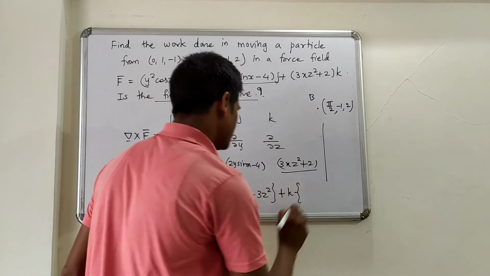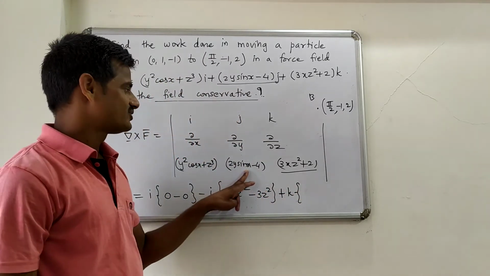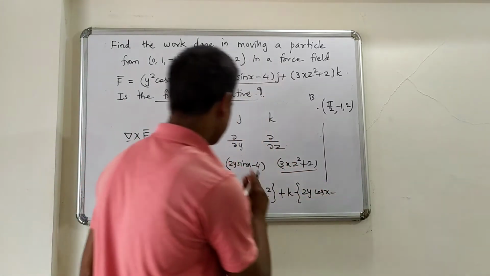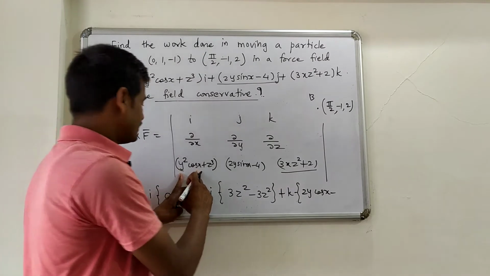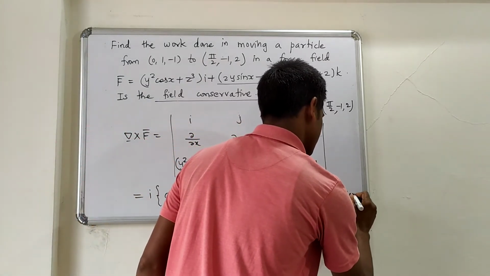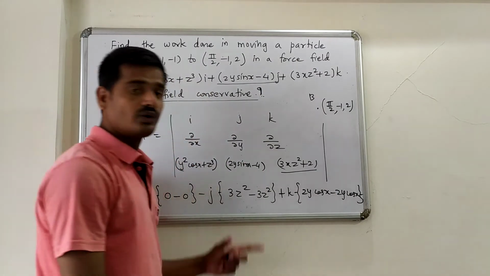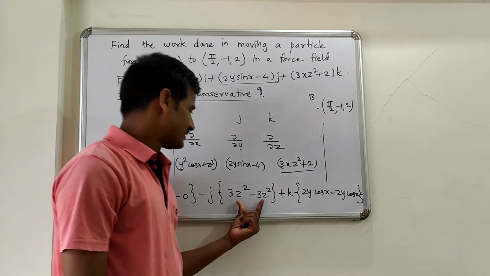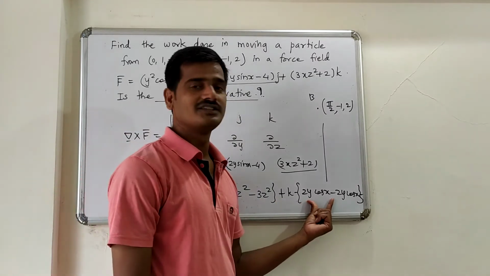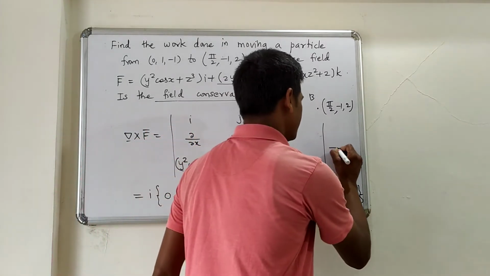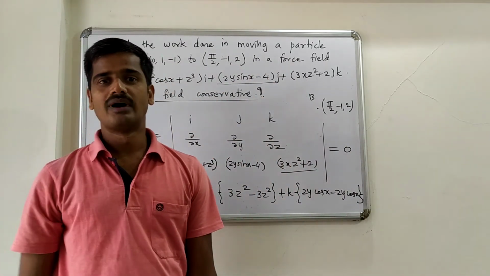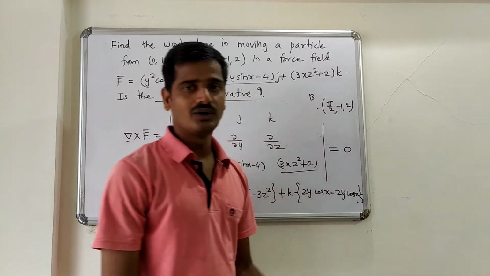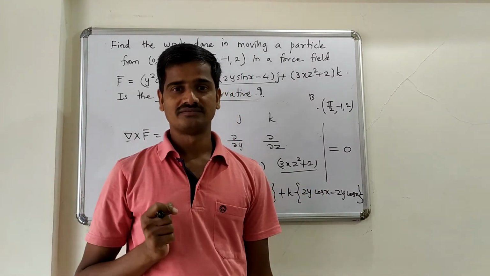Plus k into ∂/∂x of this. So 2y cos x minus ∂/∂y of this, 2y cos x. Now look at the expression which is written at last. So it is 0i + 0j + 0k. Therefore we conclude that del cross F bar is 0. And once we say that del cross F bar is 0, F bar is conservative.